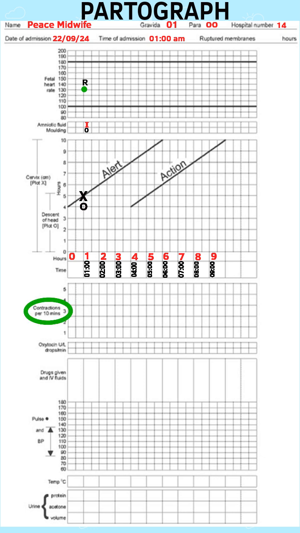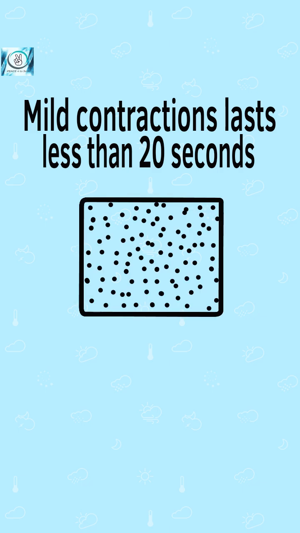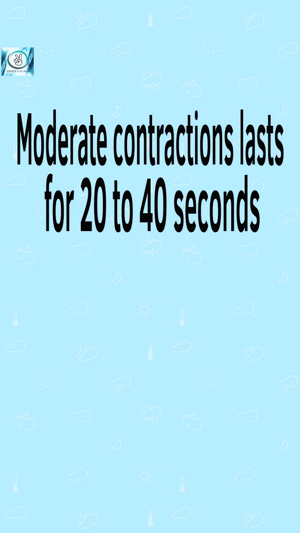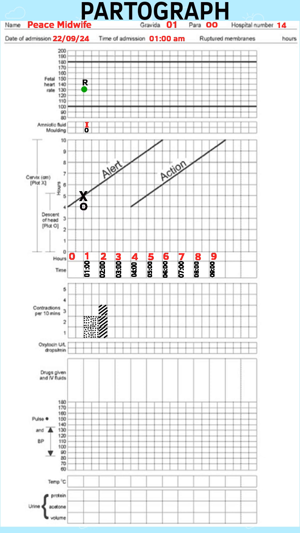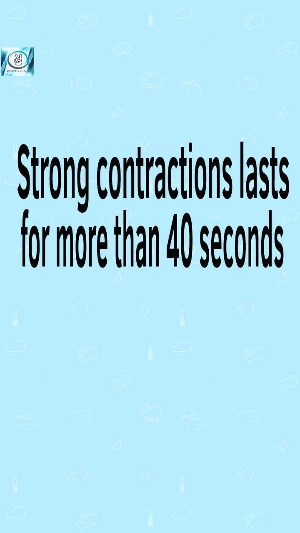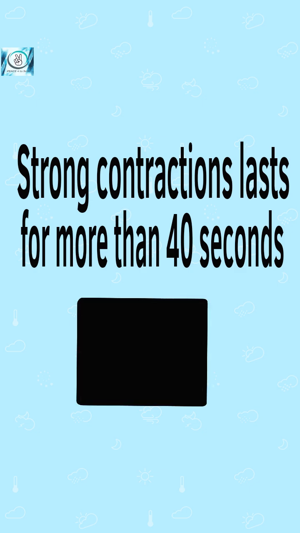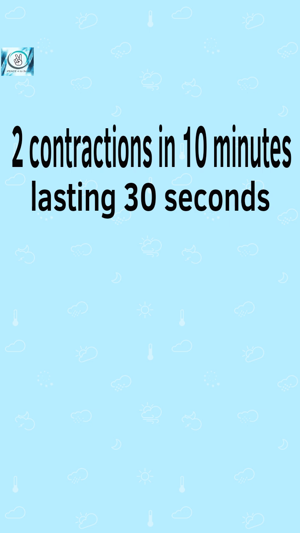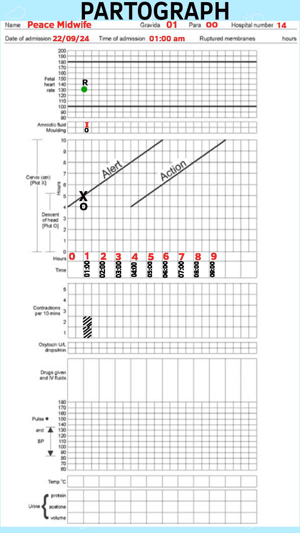Now we can record contractions, and this is done every 30 minutes, counting the number of contractions in 10 minutes and their duration in seconds. Mild contractions lasting less than 20 seconds are shaded with dots. Moderate contractions lasting 20 to 40 seconds are shaded with stripes. And strong contractions lasting 40 seconds and above are completely shaded. Each box represents a contraction. Now, for example, she has moderate contractions and so we'll shade with stripes.